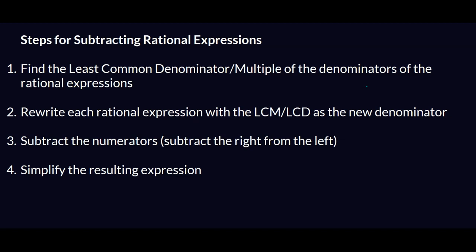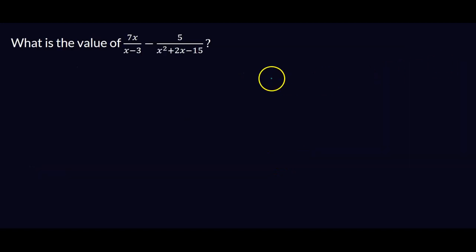The first thing we're going to do is find the least common denominator for the denominators of these rational expressions. Then we'll rewrite each rational expression with this new least common denominator as its new denominator. We'll subtract the numerators, going left to right, so we subtract the items on the right from the ones on the left, and then we simplify whatever expression we get. So let's go ahead and apply this to some examples.